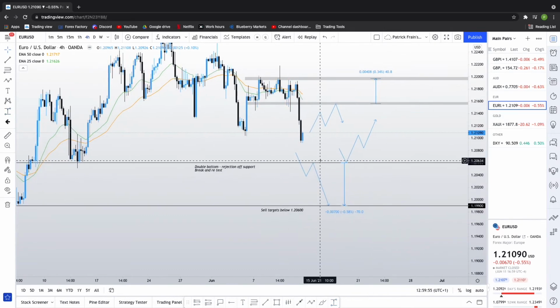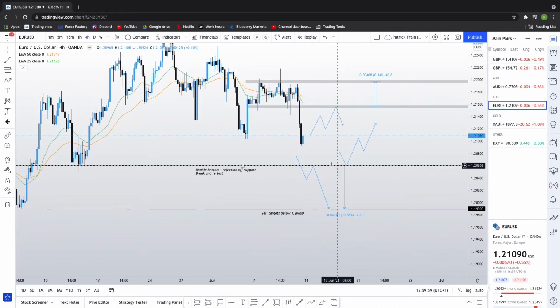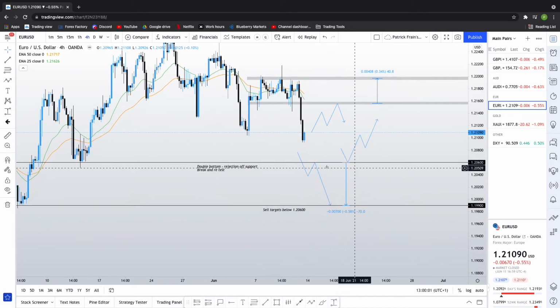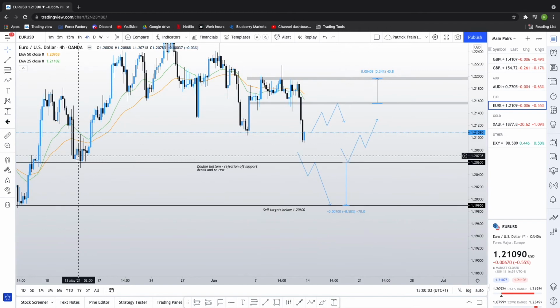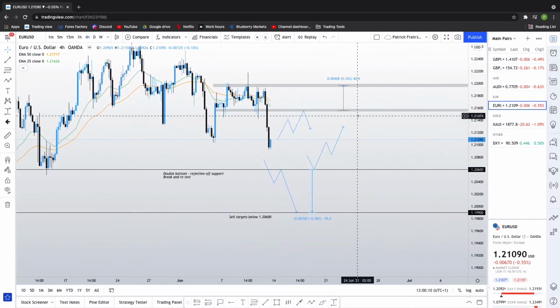If we do reach this level, I will be looking for two things. The first thing I will be looking for is a rejection of this level of support and a double bottom looking at our previous market structure. As mentioned, if we are making higher highs and higher lows on the hourly, I will be looking to take buys back up to our highs.